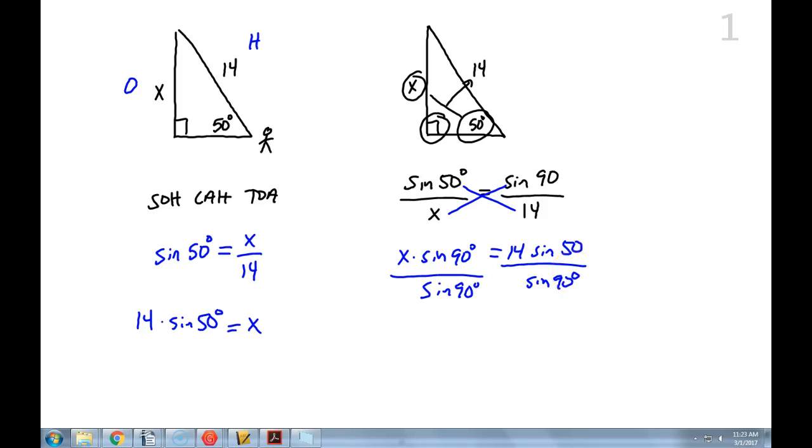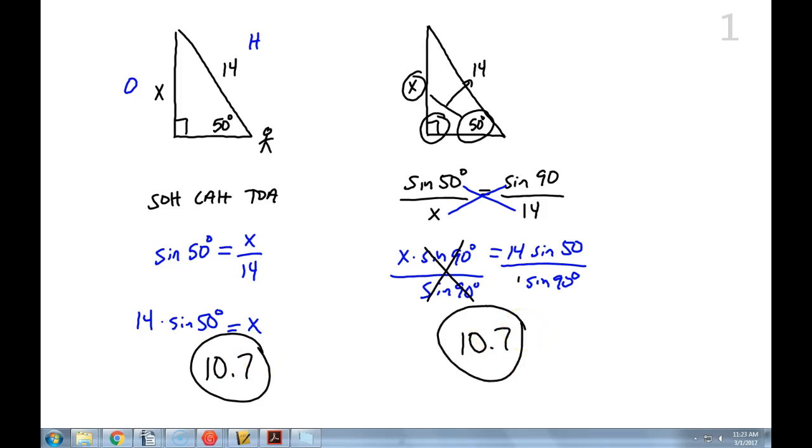Basically, you're just dividing by 1, and what you end up with is the exact same answer, because sine of 90 is just 1. So you still get 14 times the sine of 50. Either way, when you punch it into your calculator, you would get about 10.7 in both scenarios. So I do want to point out the law of sines can be used on a lot of right triangle problems as long as you can line up people who are across from each other.